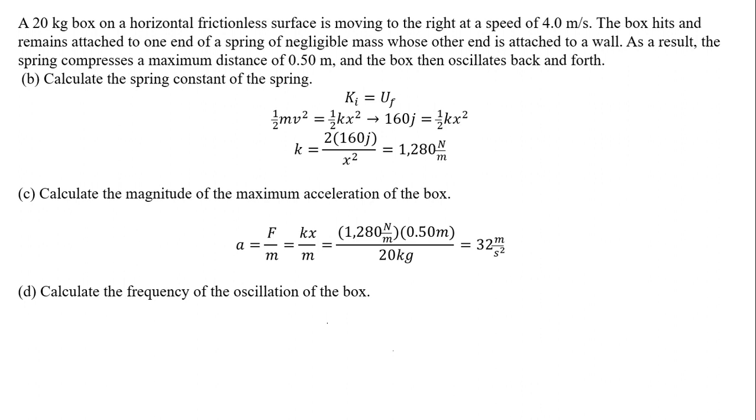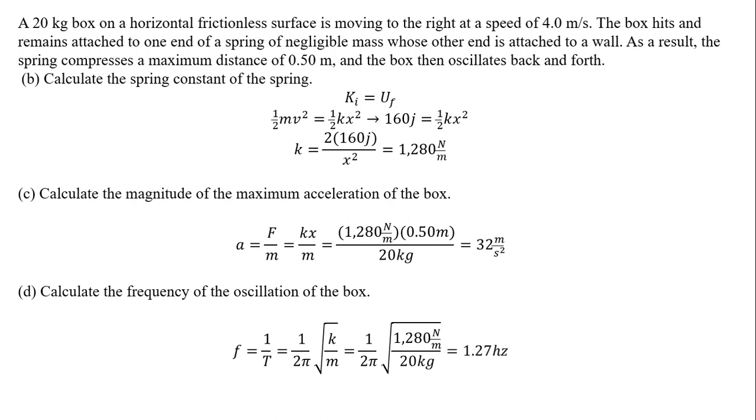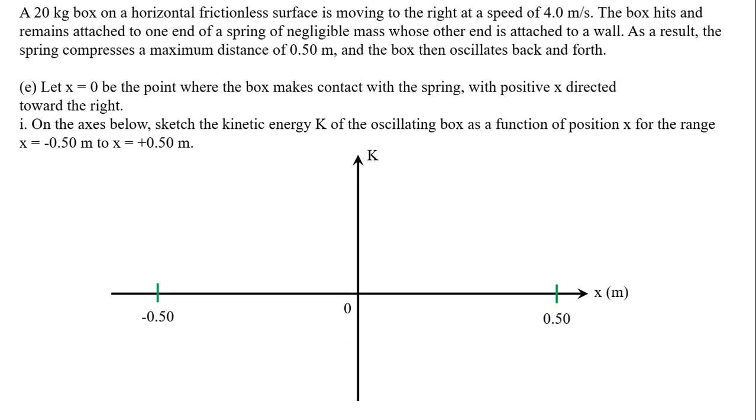Calculate the frequency of the oscillation of the box. Okay, so the frequency of the oscillation, let's start with that one. So frequency is 1 over period. Hopefully you remember that. And period was 2 pi square root of m over k. If you can't remember that, it's 2 pi square root of m over k. So 1 over 2 pi times the square root of k over m is going to be our inverse of it, basically. So 1 over 2 pi, we got our k from up there, which is 1280. And then we have our m, which is right there. We plug those in, 1.27 hertz. Easy peasy melon squeezy. Moving on.